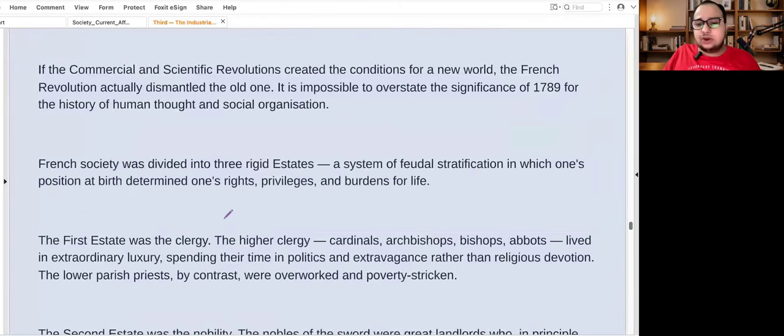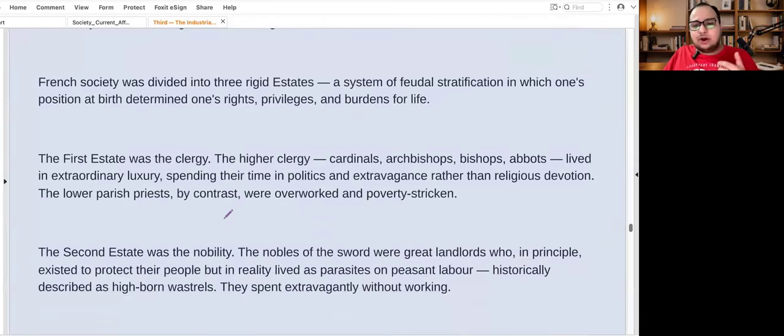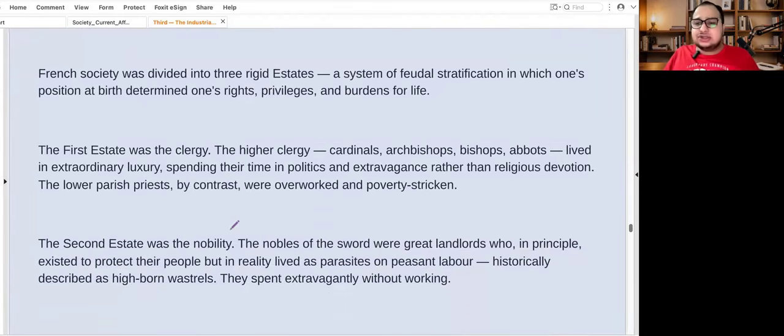Now, the nobility also involved people who were enjoying lavish lifestyles. They were landlords. They were sucking all the hard work of peasants and laborers. They were taking all the money that was earned by these laborers, these workers. They were not getting their due. And the nobility spent extravagantly without any work. This was called the second state.